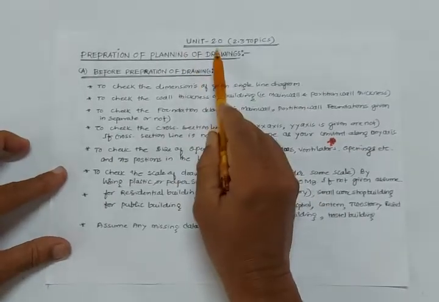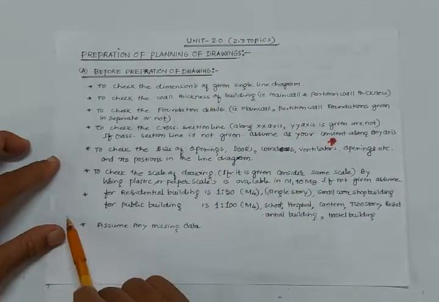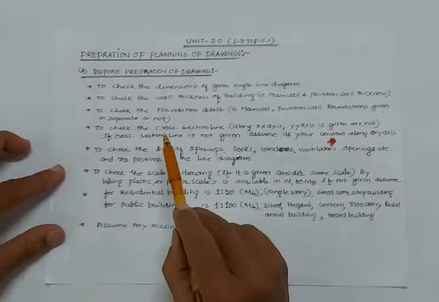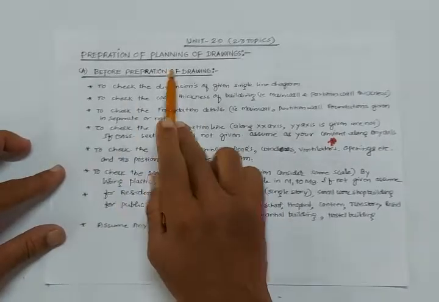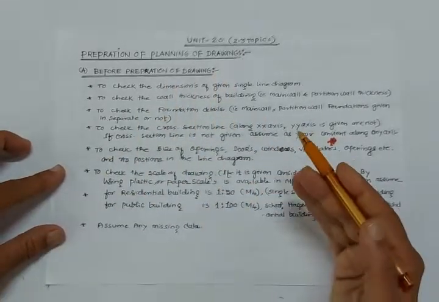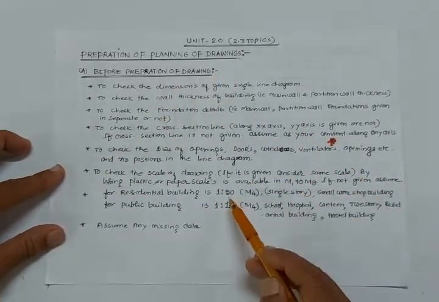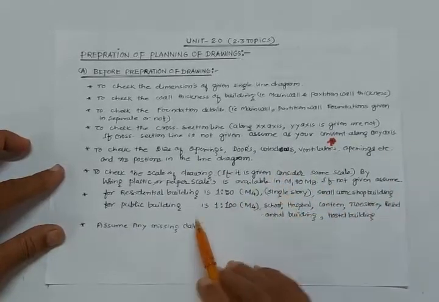In unit 2, the topic 2.3, you have to prepare the planning of the drawing. Given the line diagram, you have to prepare the planning of the drawings as a plan, elevation and cross sections.